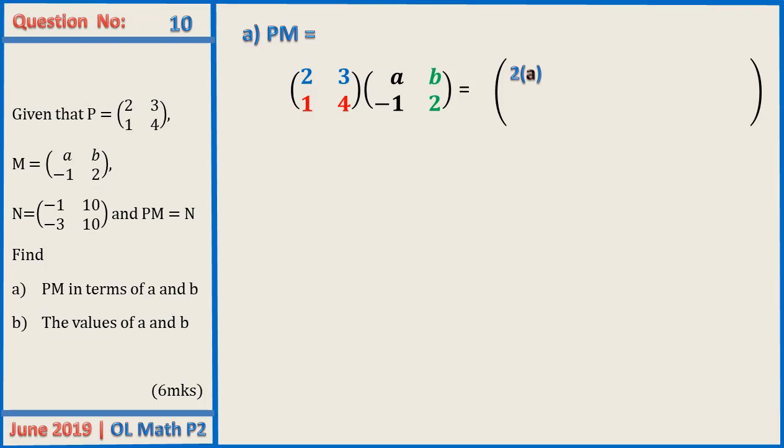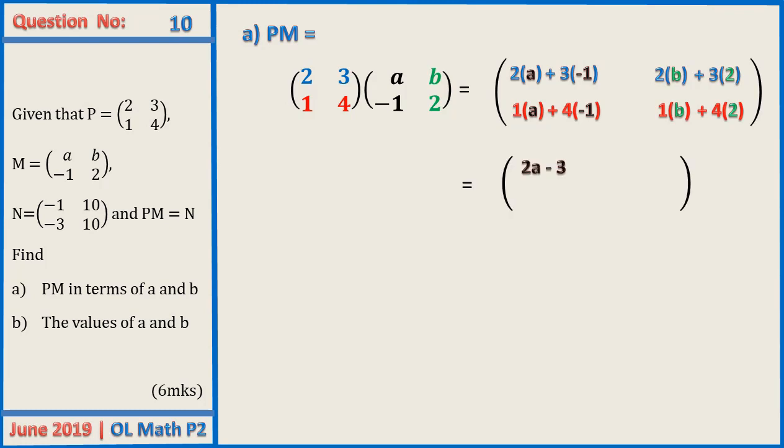So we have row 1 of the first matrix times column 1 of the second matrix. So we have 2 times A plus 3 times minus 1. Now row 1 times column 2, we have 2 times B plus 3 times 2. We now move to row 2 times column 1, you have 1 times A plus 4 times minus 1. Then row 2 times column 2, we have 1 times B plus 4 times 2. And this gives us 2A minus 3, 2B plus 6, A minus 4, B plus 8 when you simplify.